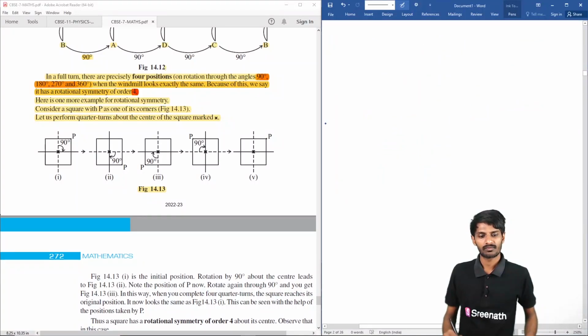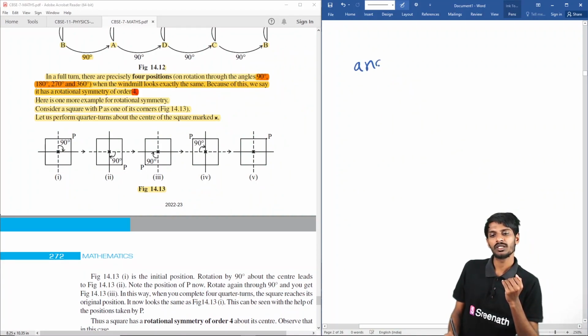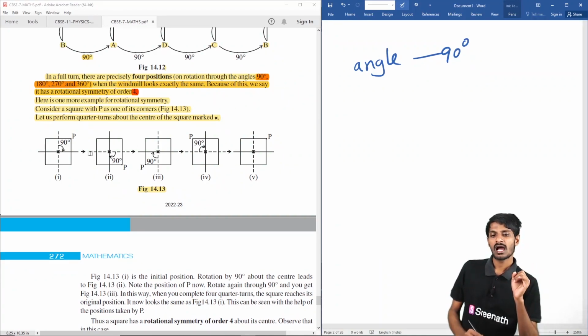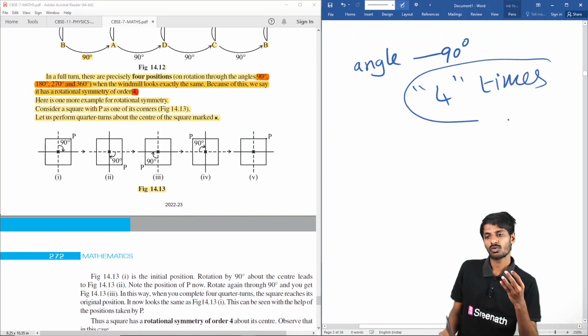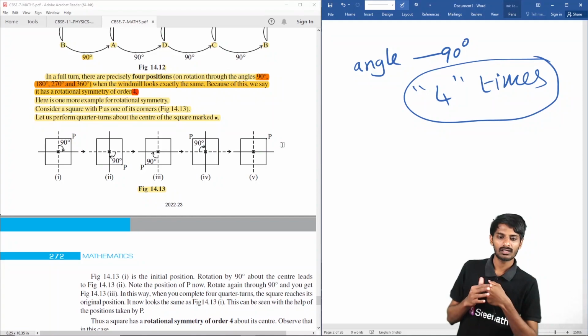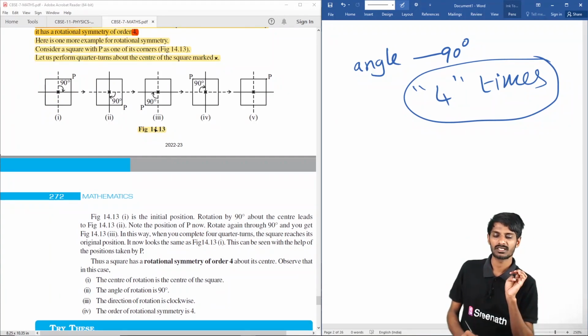And look at the square. At this point P is there. If you rotate 90 degrees, point P will come here. But if you look at the figure, it is the same. And if you turn one more 90, same, one more 90, same, one more 90, it comes to the original position. So here we are having the angle of rotation. What is the minimum angle of rotation? It is 90 degrees. For every 90 degrees angle, it is showing the symmetry. And for one complete cycle, how many times is it showing the symmetry? It is showing 4 times, friends.